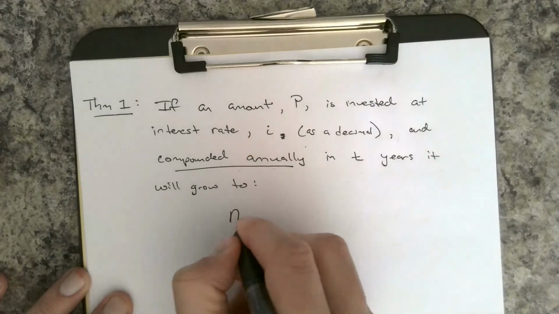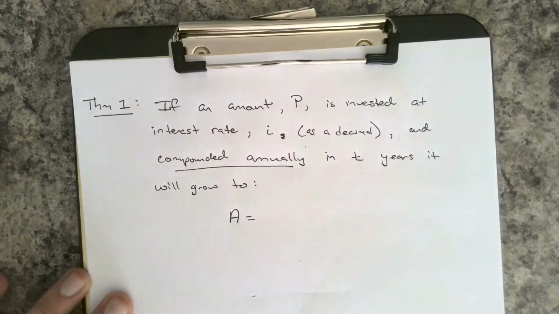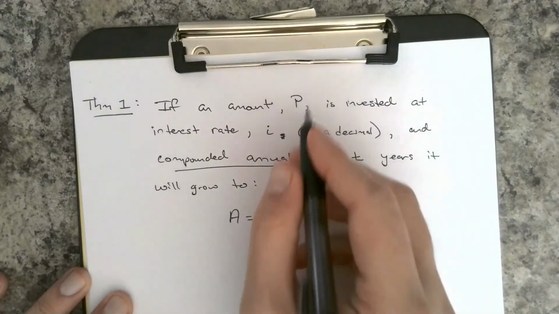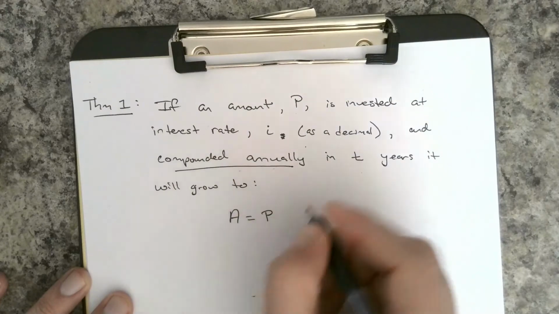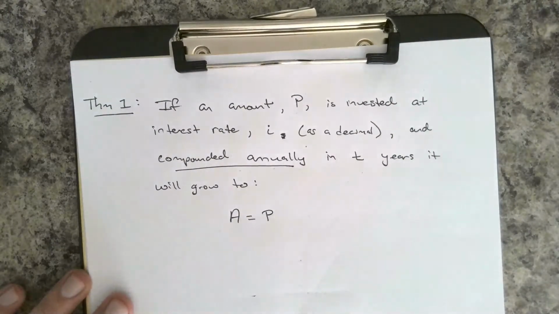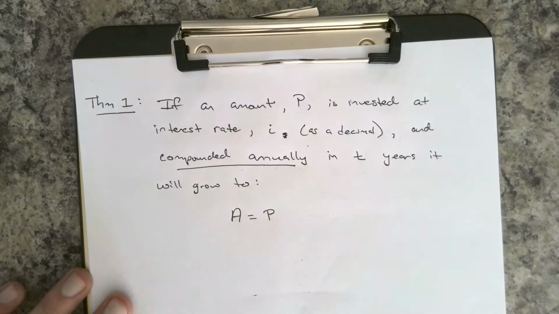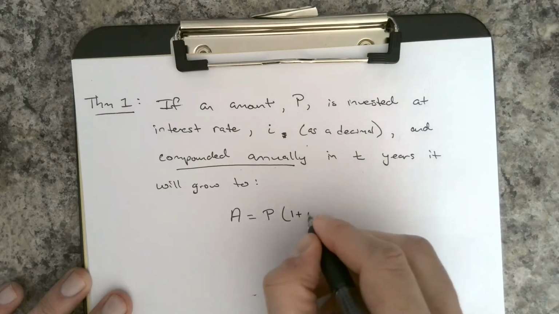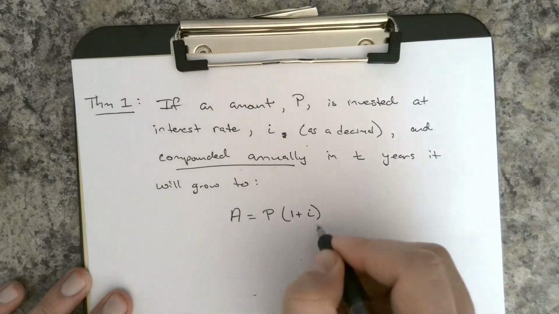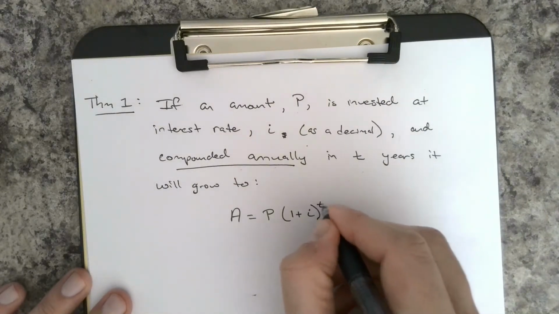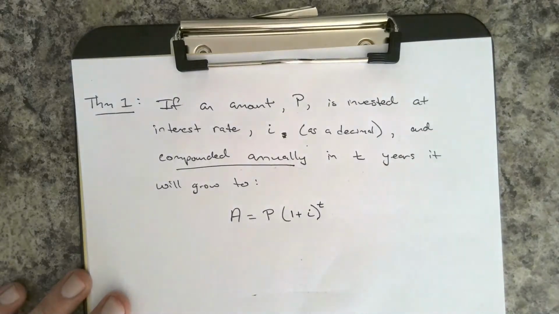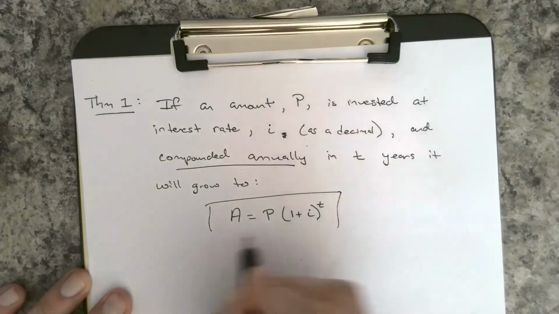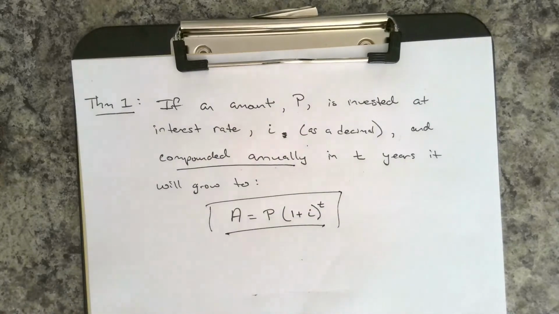So we have A is equal to, right, that's the amount. It's equal to P. P, this initial amount, we call the principal, right? That's that amount P that we talked about as a principal, the initial amount invested. And then in parentheses, we have 1 plus i, the interest rate, and that is raised to the t power, which was that time in years. So this is a formula you should know for interest compounded annually.